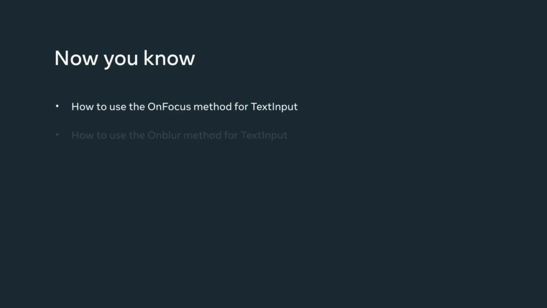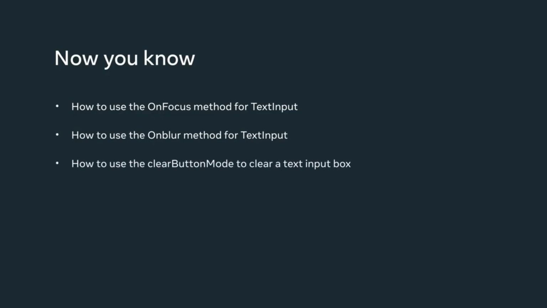In this video, you learned how to use the onFocus method to trigger a response to a text input box being focused, use the onBlur method to trigger a response to a text input box being blurred, and use the Clear Button Mode method to configure a button for clearing a text input box. You're now ready to create forms in React Native that offer a more intuitive text input experience for users. Well done.